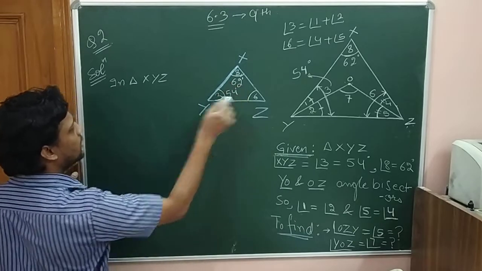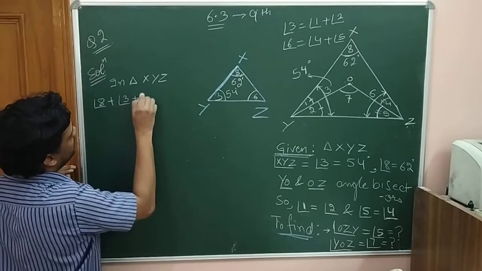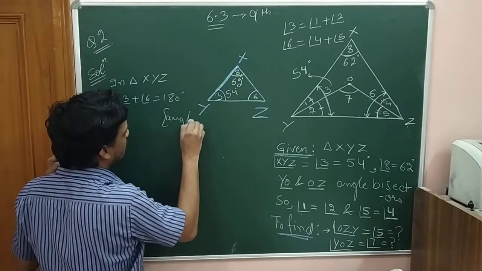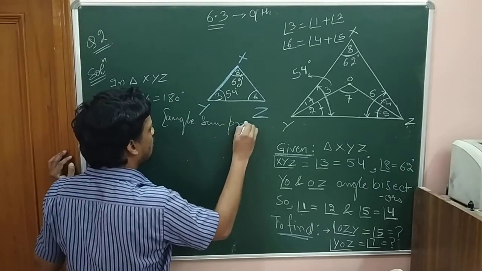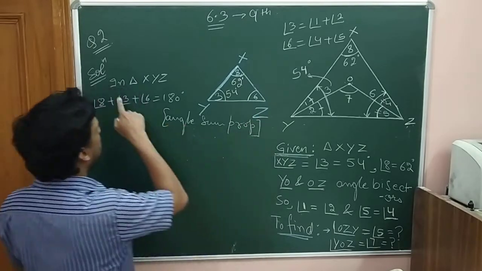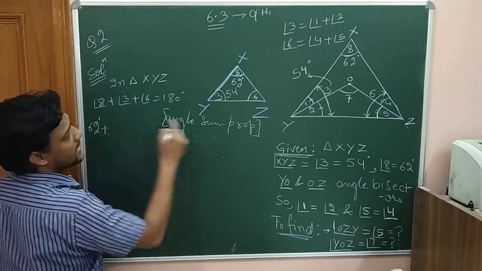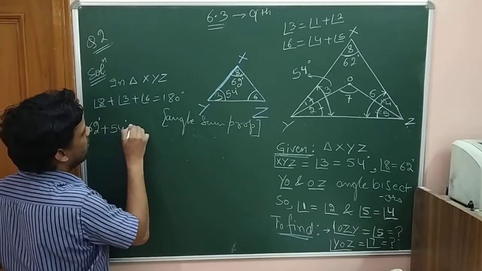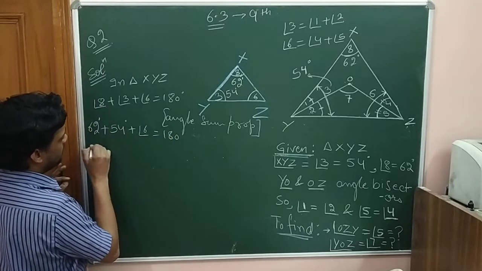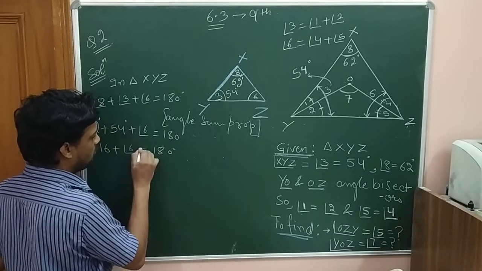So we know that the sum of all three angles, so we can write here angle 8 plus angle 3 plus angle 6 equals 180 degrees. Reason? Angle sum property of triangle. Now what is angle 8? 62 degrees. What is angle 3? 54 degrees. Add these two angles, that is 116, plus angle 6 is equal to 180 degrees.